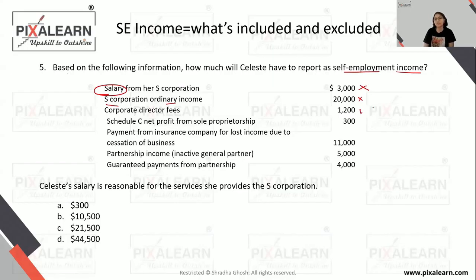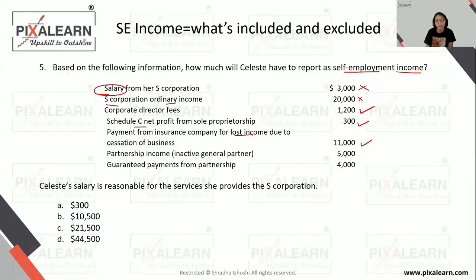The director's fees is self-employment income. Schedule C, net profit from sole proprietorship, is net self-employment income. Due to cessation of business, my business closed, and while I was waiting for some other source of income, I also got money from my insurance company to substitute my lost earnings.